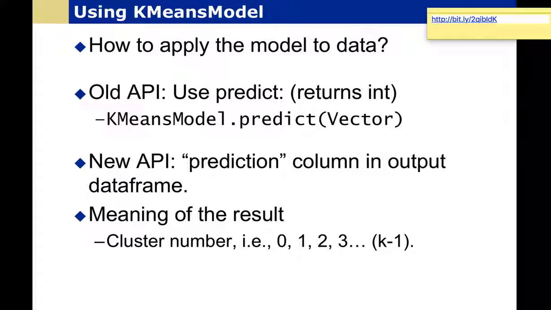All right, so once we have our model trained, what can we do with it? Well, in the old API, we used the predict function on the KMeansModel that returns an integer. Now, on the new API, we have a prediction column in the output data frame, and that's going to be the result, in this case, the cluster number. So 0, 1, 2, 3. In other words, k minus 1. So if we ran k with a value of 4, then we would expect to see cluster numbers from 0 to 3.